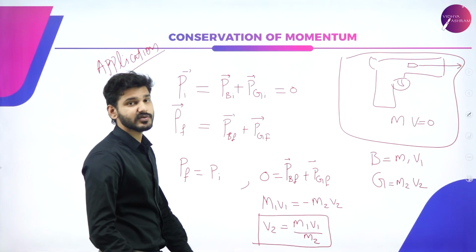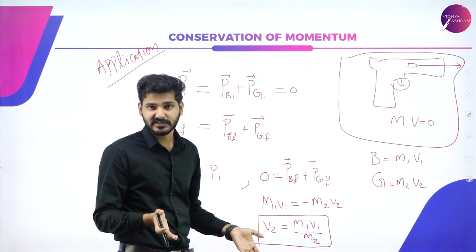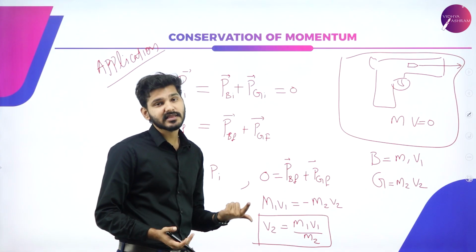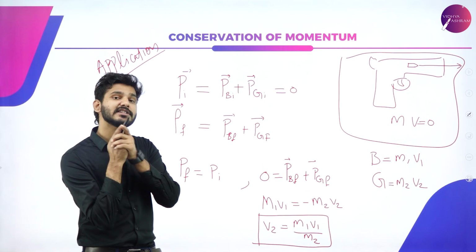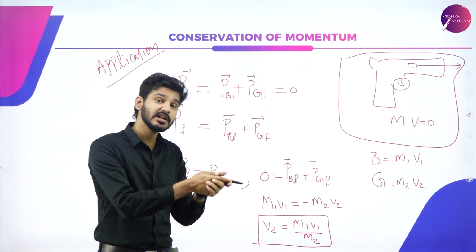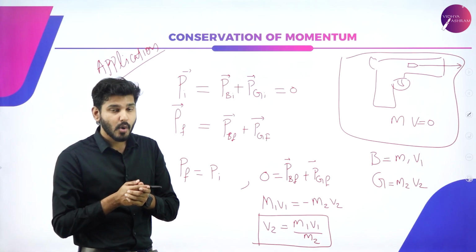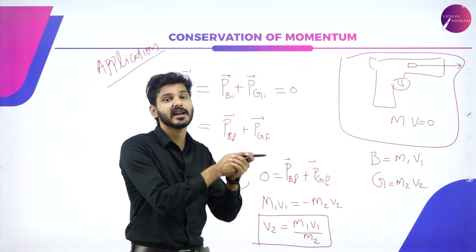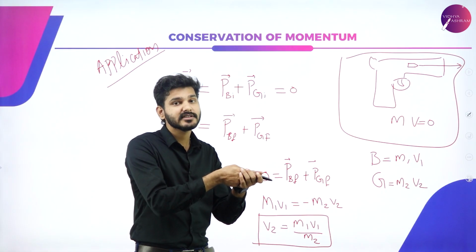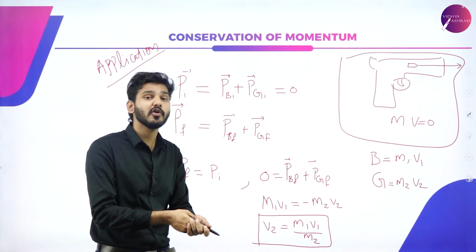So what does this actually prove? This application proves that momentum is conserved, one. And the second thing is that if you ever want to find out the recoil speed of a gun, you can use this particular equation. If I know the weight of the bullet and the speed of the bullet, then I can say what the recoiling effect of the gun is. That is how we calculate.